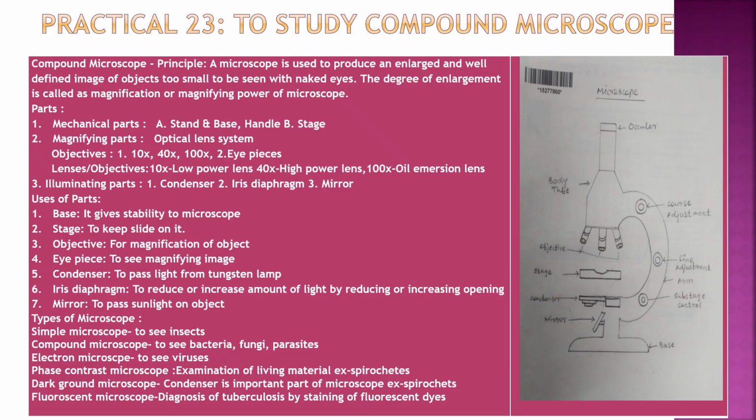Microscopy, compound microscope principle. A microscope is used to produce an enlarged and well-defined image of objects too small to be seen with naked eyes. The degree of enlargement is called magnification or magnifying power of the microscope.